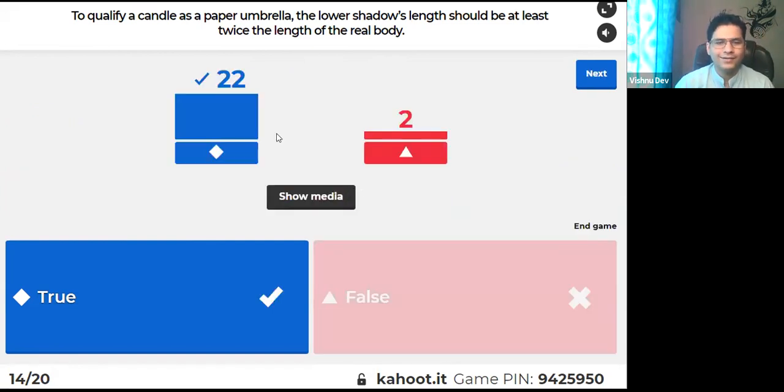Right. So I guess all of you understood now, right? That is the basic definition of paper umbrella. The lower shadow should be at least twice the length of the real body, otherwise it will not look like an umbrella. Exactly.